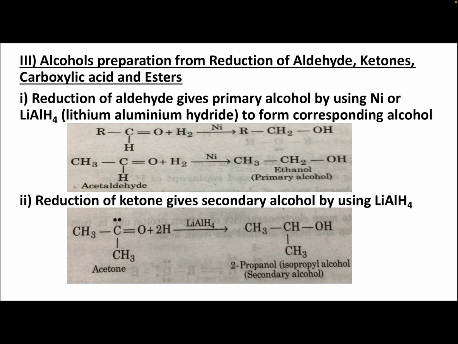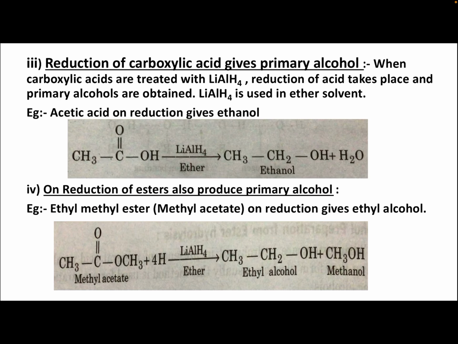Alcohol preparation from reduction of aldehyde, ketone, carboxylic acid and ester. First we will see reduction of aldehyde. It gives primary alcohol by using nickel or lithium aluminum hydride to form the corresponding alcohol. This is the aldehyde general formula. Hydrogenation in the presence of nickel gives alcohol. Example, acetaldehyde on reaction with hydrogen and nickel gives ethanol, a primary alcohol. Then reduction of ketone gives secondary alcohol by using lithium aluminum hydride. Acetone in the presence of lithium aluminum hydride and nascent hydrogen gives 2-propanol. This is a secondary alcohol.